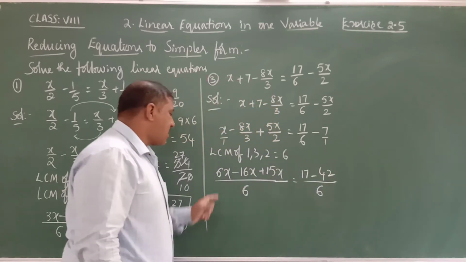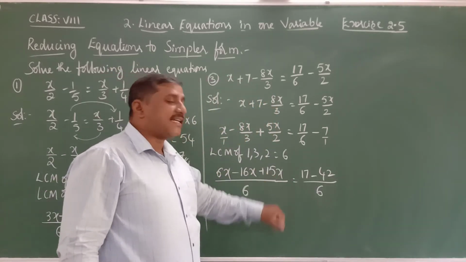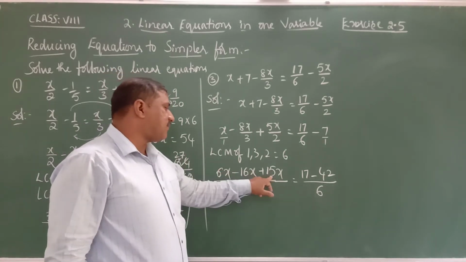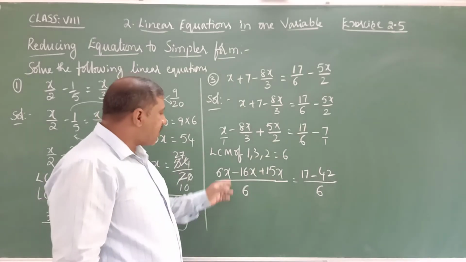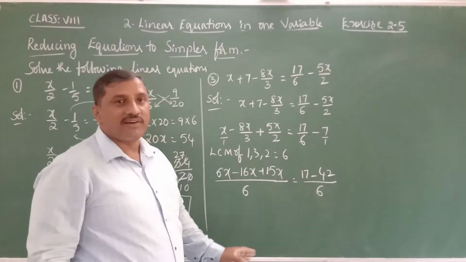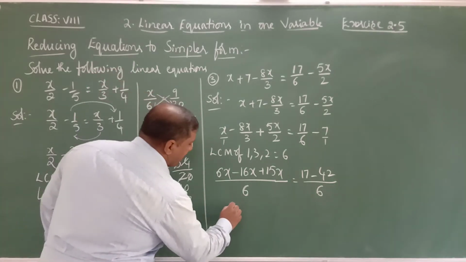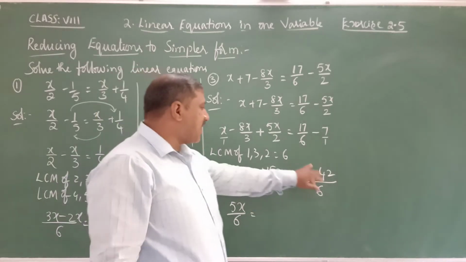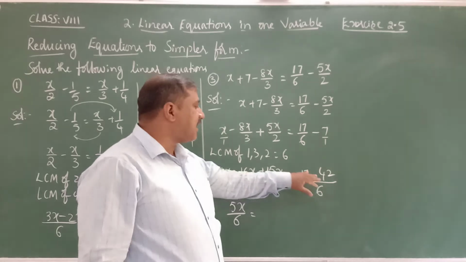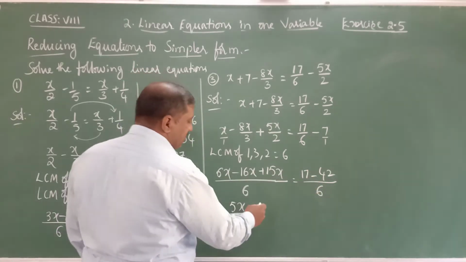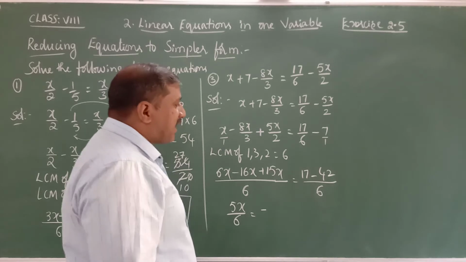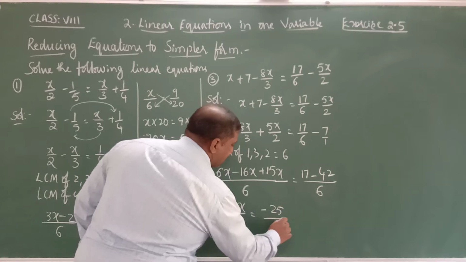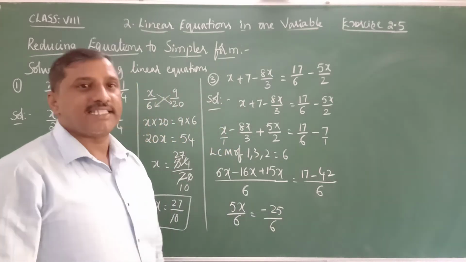Now simplify here. 6x minus 16x plus 15x. First you add the positive terms. 6x plus 15x is equal to 21x. 21x minus 16x, 21 minus 16 is 5. Therefore we get 5x divided by 6, that is equal to 17 minus 42. Subtract 17 from 42, and 42 has the minus sign, therefore we get minus 25 by 6.